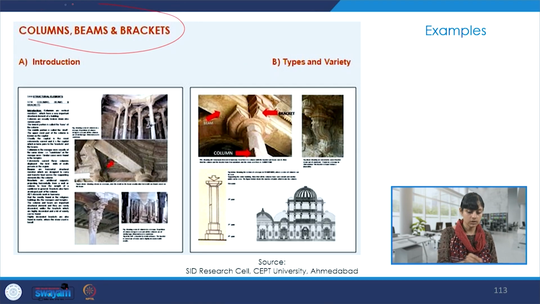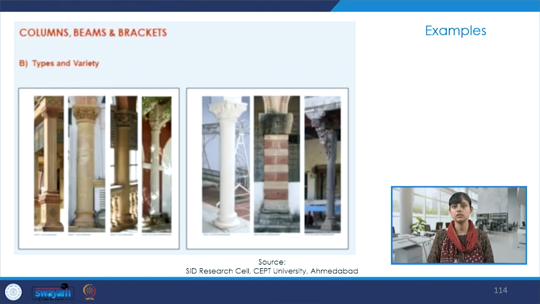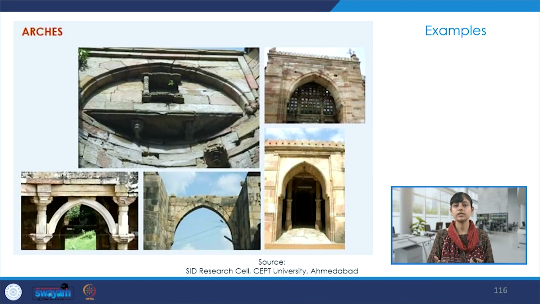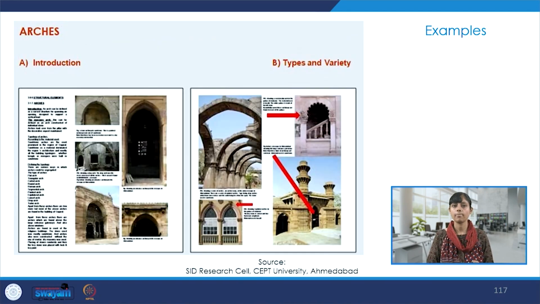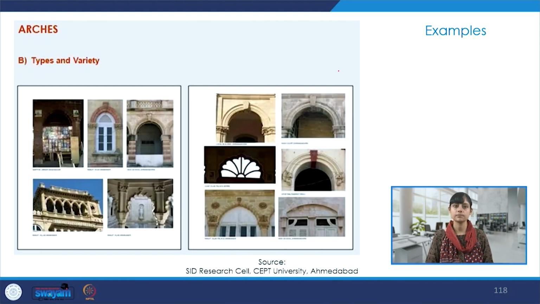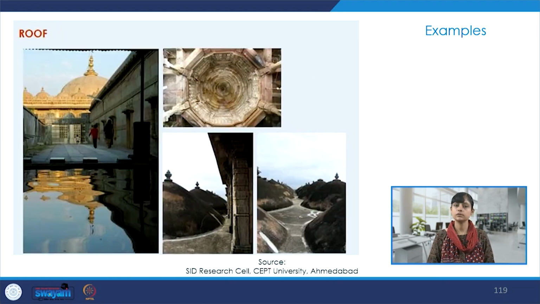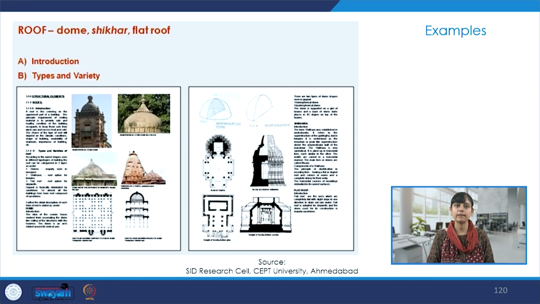Then this is columns, beams and brackets. Here also we see types, varieties, there are constructional details. Here these are different examples of columns. Then different examples of arches, different forms, different ways they are joined. And again, where all we see the applications, what are the different typologies in terms of form as well as the structural system. The roof that we see over here, again examples.